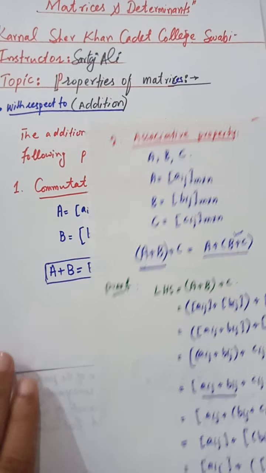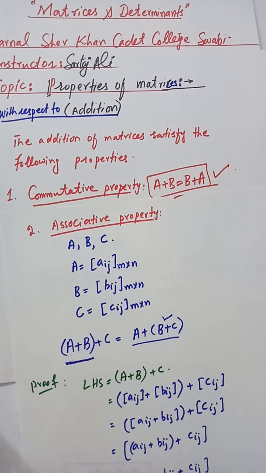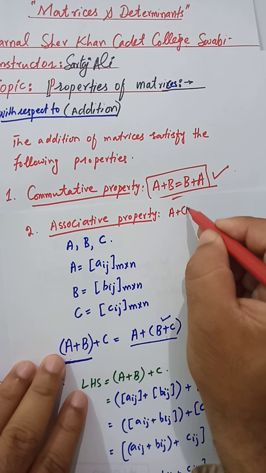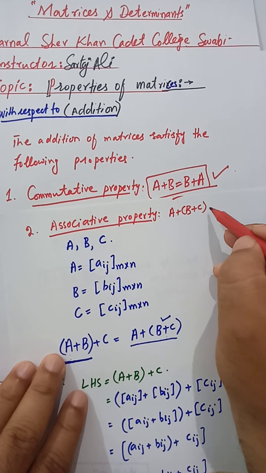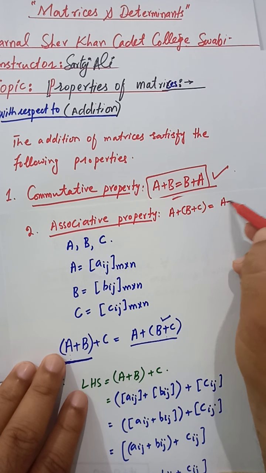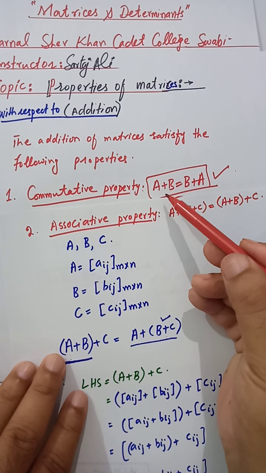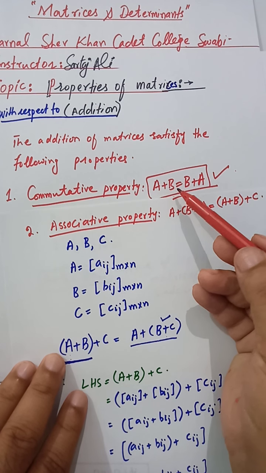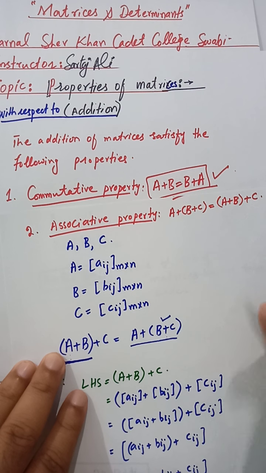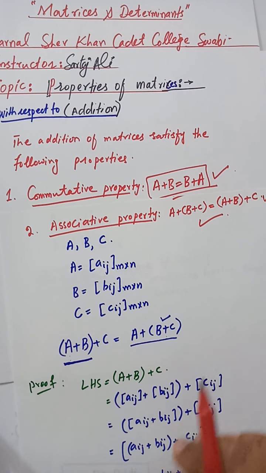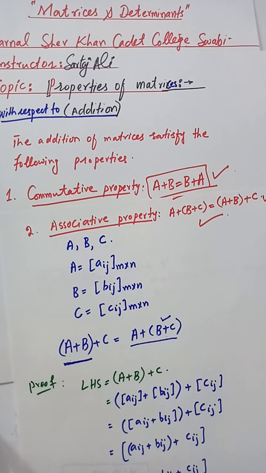Now the third property is this: a plus b plus c. You can write the left hand side on the right and the right hand side on the left, it doesn't matter, because the set of matrices are commutative, so you can write it. So this is also true for all such sets having the same order. So these are the two properties with respect to addition.